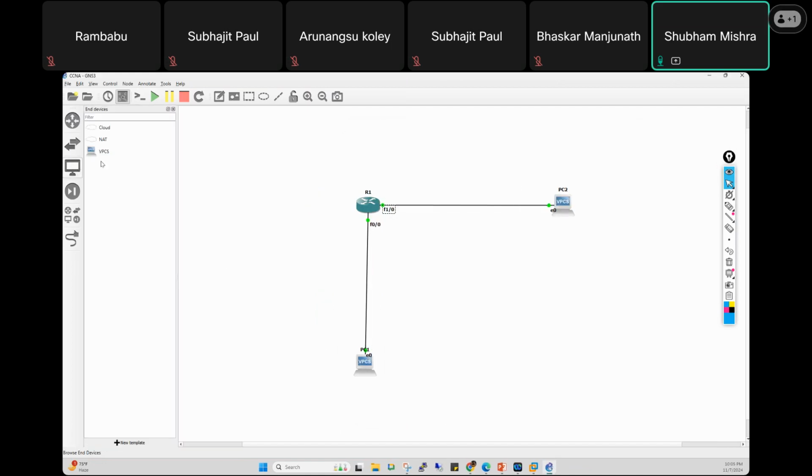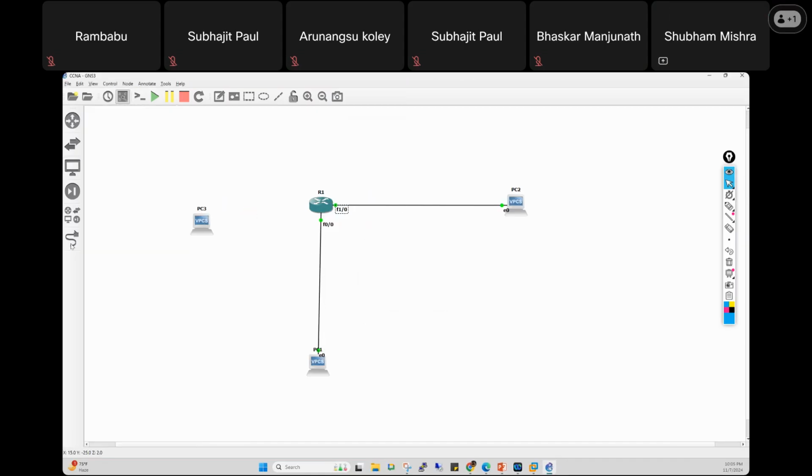For example, if I take one PC and connect this PC with this router, how many interfaces are you able to see here? Only 4-5 interfaces. Yes or no? Right? 1, 2, 3, 4, 5. Okay. Cool.